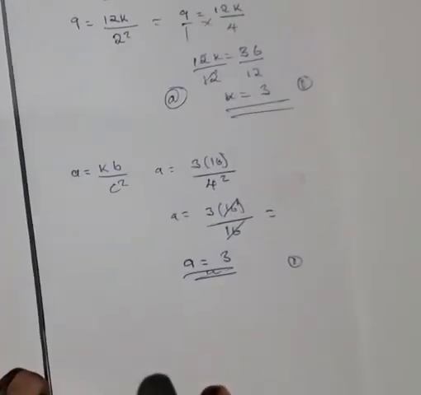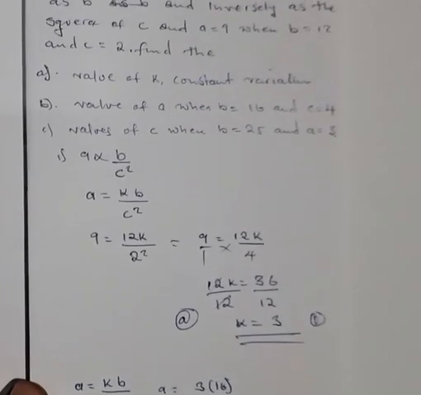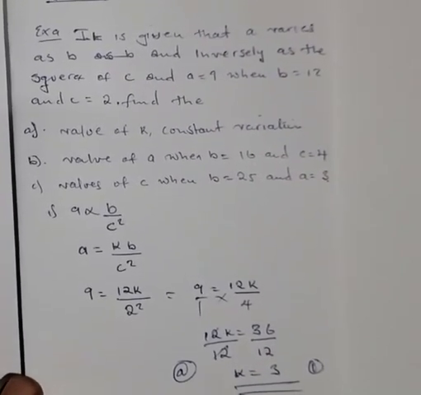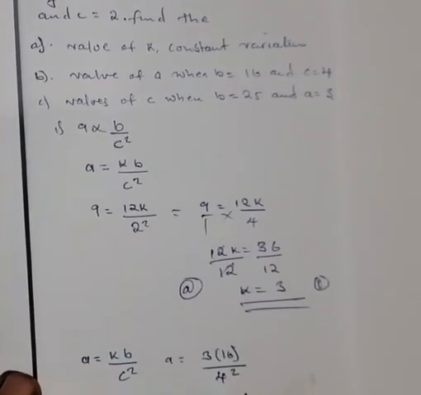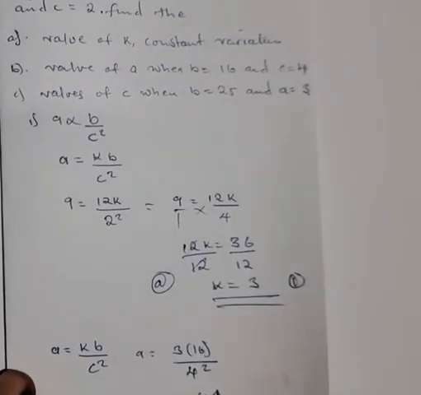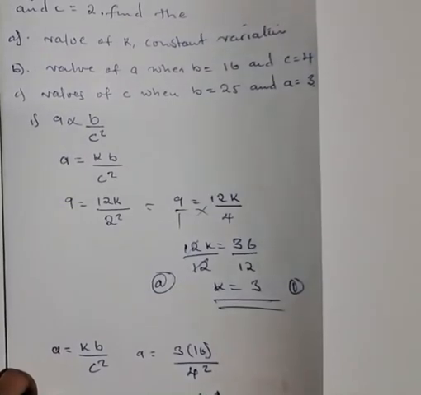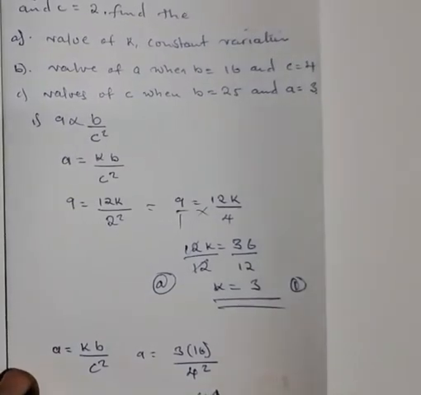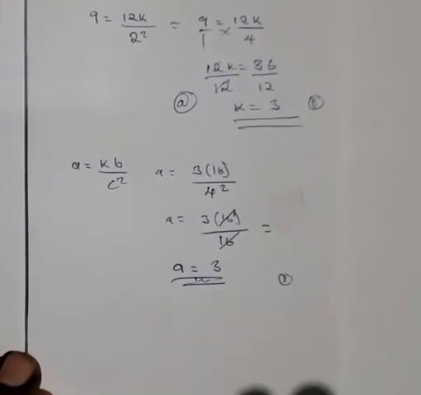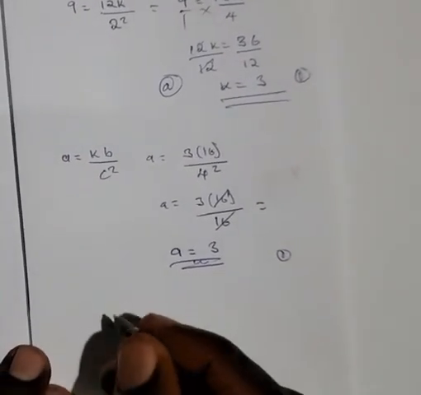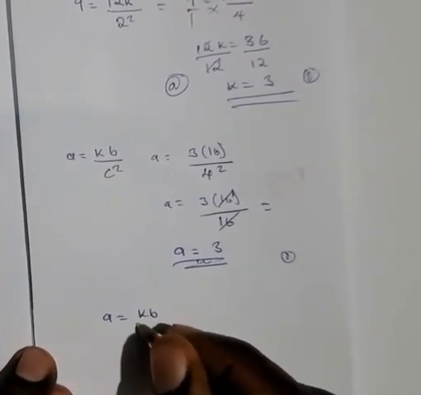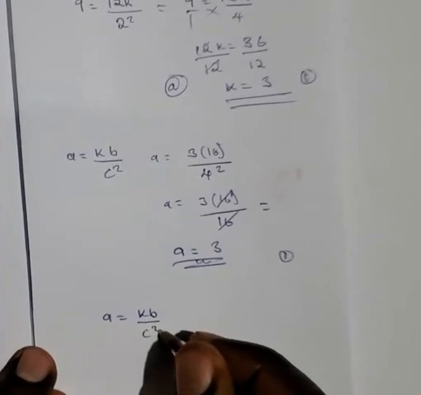And then the other question, what is it saying? The value of C when B is equal to 25 and A is equal to, is that 3? My handwriting is poor. Oh, good. Yeah, this is 3. Okay. The same formula: A is equal to KB over C squared.